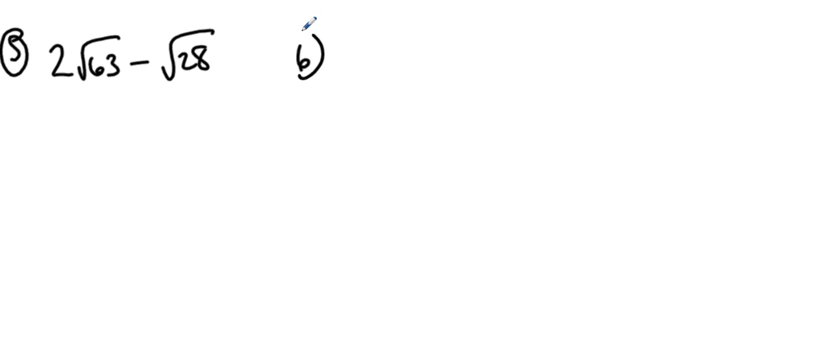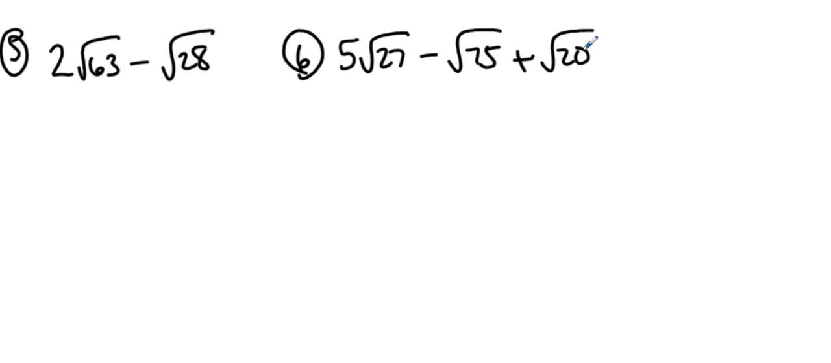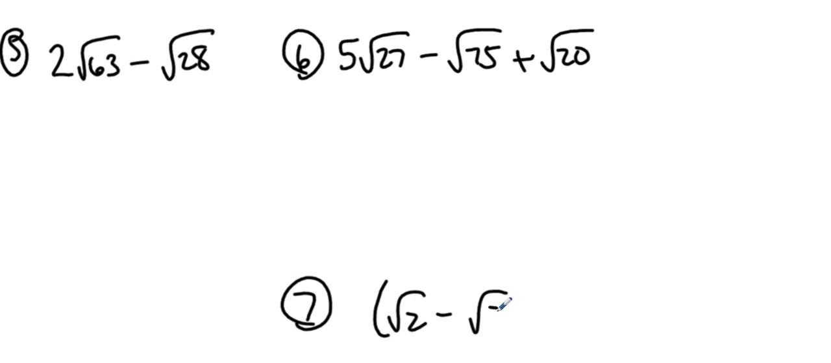Things you should know how to do as a little self-check. You should know how to simplify 2 radical 63 minus radical 28. You should know how to simplify 5 radical 27 minus radical 75 plus radical 20. And you should know how to simplify radical 2 minus radical 3 squared. This is a nice review of how to multiply a binomial by a binomial.